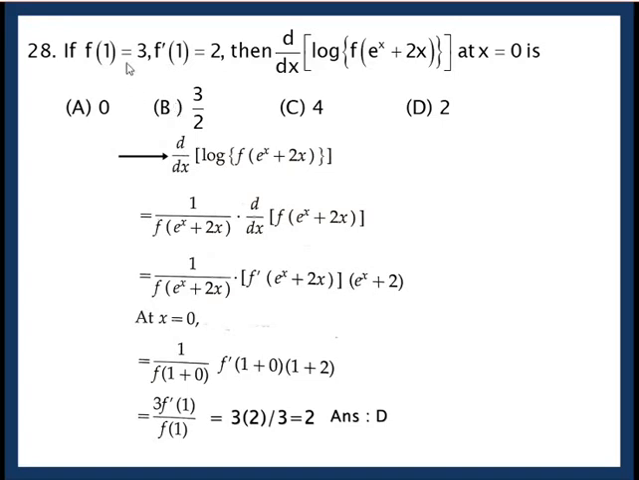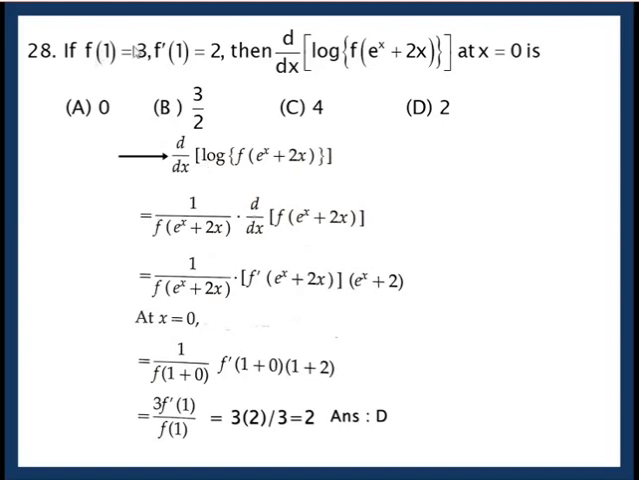Okay. f of 1 is 3, f dash of 1 is 2. Then what is derivative of log of f of e raised to x plus 2x at x equal to 0? Now derivative of log is 1 upon into derivative of this. Derivative of f is f dash into derivative of e raised to x plus 2x. Derivative of e raised to x, e raised to x. Derivative of 2x, 2 into derivative of x, which is 1. So it is 2. Now at x equal to 0, e raised to 0 is 1. So f of 1 plus 0, that is f of 1. f dash of 1 plus 0, that is f dash of 1. 1 plus 2, that is 3.